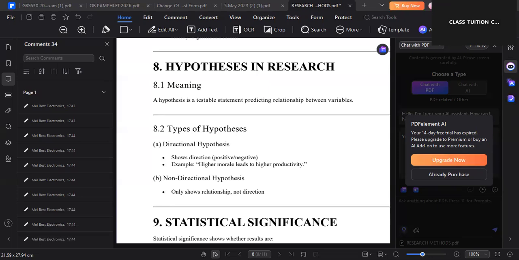There are two types of hypothesis. What we call directional hypothesis predicts the direction of the relationship, whether negative or positive. There's also a non-directional hypothesis. This one states that there is a relationship between variables, but does not specify which direction, right? So these are the two that you need to understand.